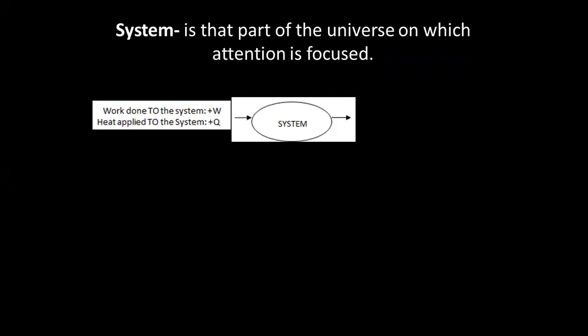We have work done to the system. We're going to use the notation positive W. If heat is applied to the system, that is positive Q. Now, if the system exerts work and heat, work done by the system is negative W. If heat is given off by the system, it is negative Q, or negative heat. This is very applicable for exothermic reactions.